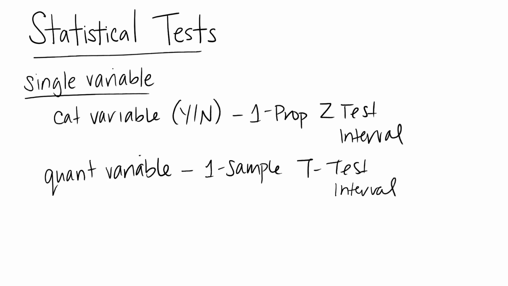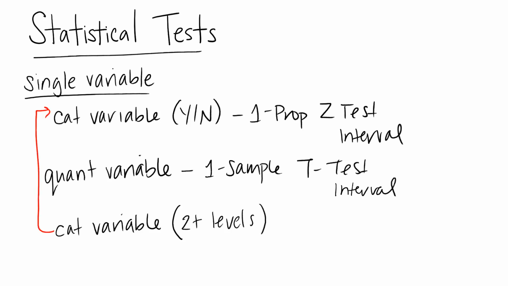Now there is one statistical test that is new. It was from part 9, still for a single variable. This one is for a categorical variable. A categorical variable with 2+ levels. So this could theoretically do the same thing that our one proportion z-test does as well.